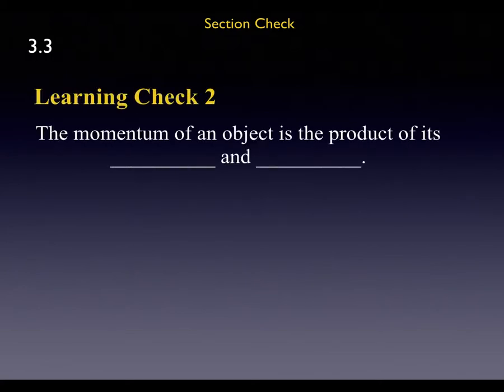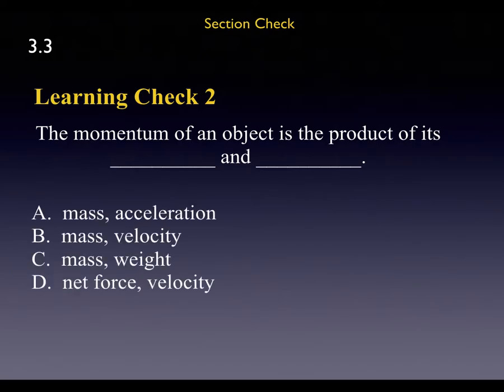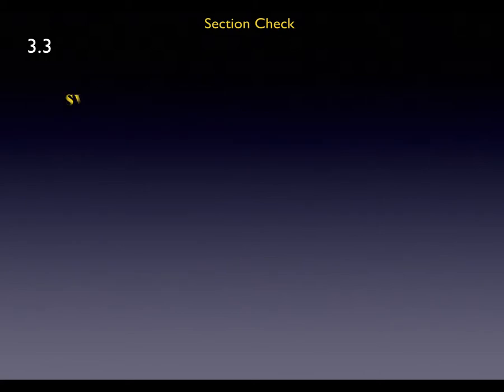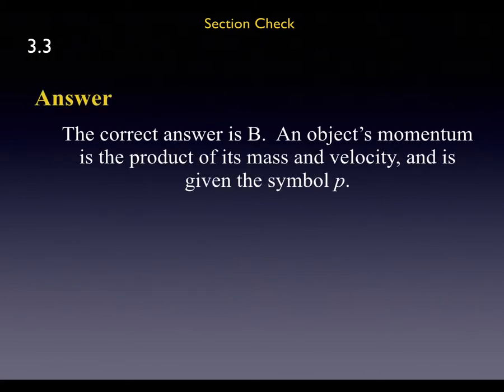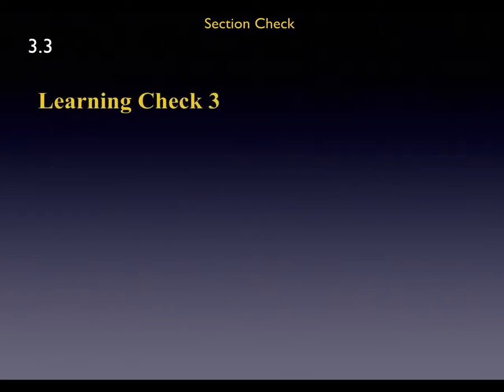Number 2, the momentum of an object is a product of its... A, B, C, or D. So even from the video we should have learned this. From the notes today you should have learned this. The answer is B. An object's momentum is the product of its mass times its velocity.